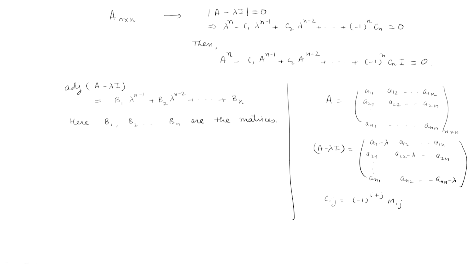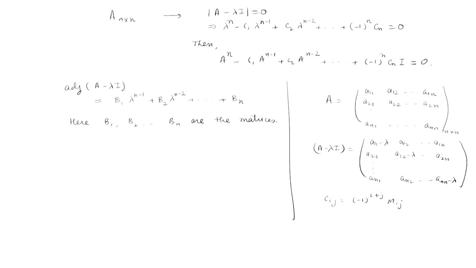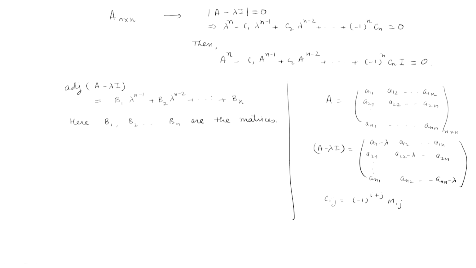Because when you write the determinant of this matrix and open it, it will contain lambda raised to power n minus 1 and the other terms. Similarly, when you take the cofactors of the other elements, you will get lambda raised to power n minus 1 times a matrix B1, lambda raised to power n minus 2 times a matrix B2, and so on up to Bn. You can easily verify this result by taking a 3 cross 3 matrix. You will find that B1, B2 up to Bn are matrices of order n cross n.